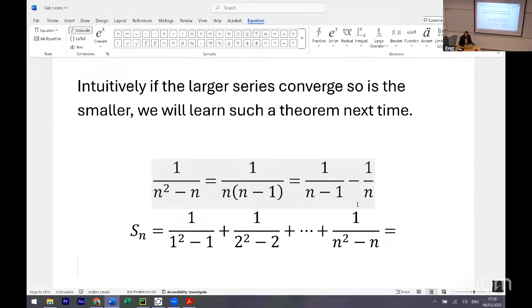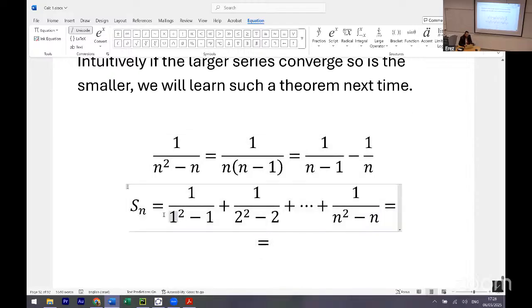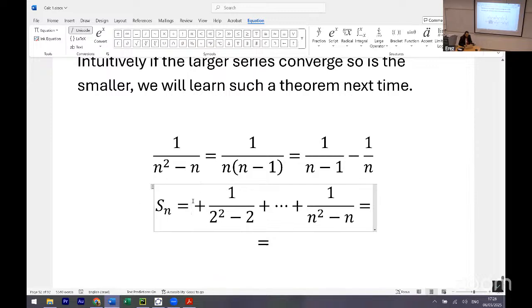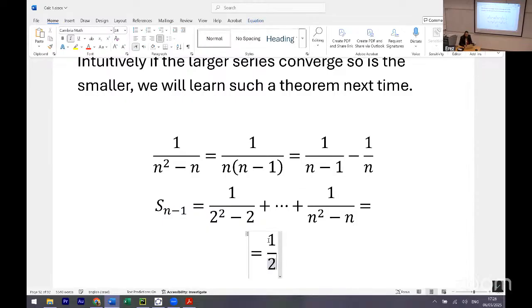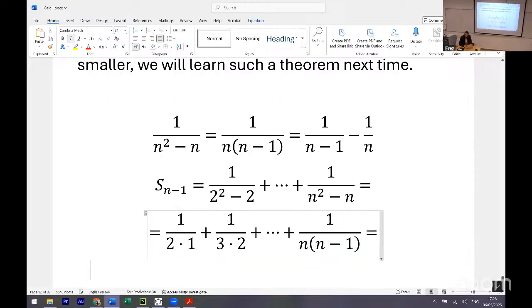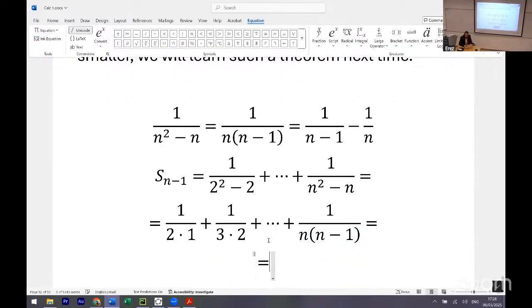From the second. Yes, all right, sorry. So start with 2 and do Sn minus 1 to finish with n, which is 1 over 2 times 1 plus 1 over 3 times 2 plus and so on up to 1 over n times n minus 1, which equals 1 minus half plus a half minus a third.